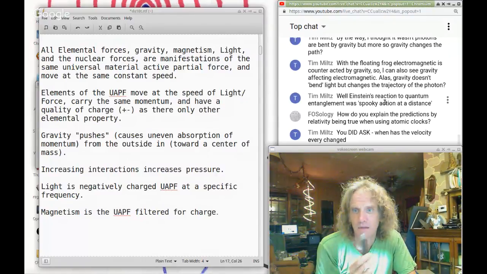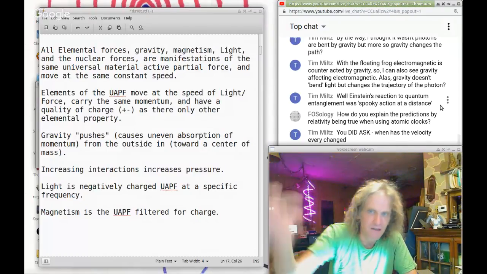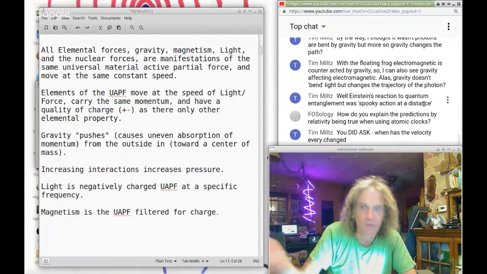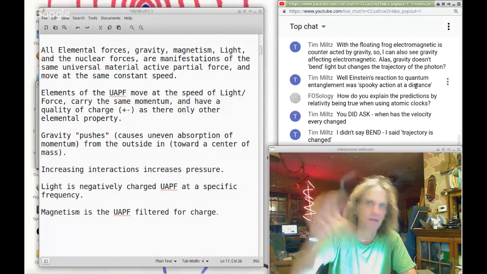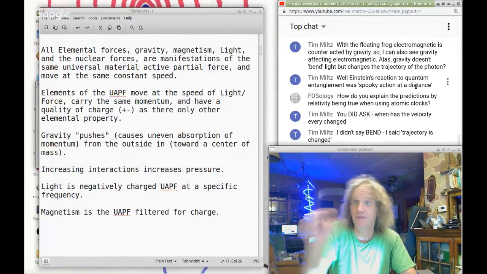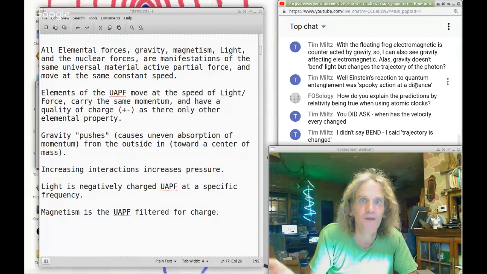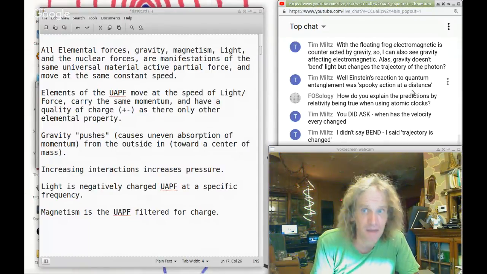Well, Einstein's reaction to quantum entanglement was spooky action at a distance. And I just pointed out how bent space is spooky action at a distance. He has no reason for the movement. There's electrons and protons inside of atoms, and for some reason they jump from this position to this position to this position. They move for no reason. That's spooky action, in my opinion.